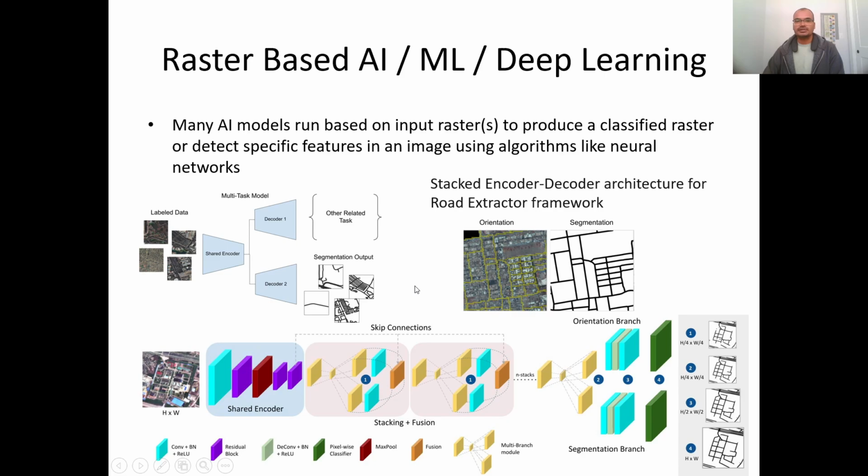And you can even use raster-based datasets for artificial intelligence, machine learning, and even deep learning models, where those models can run in a better manner using input datasets of rasters to produce a classification or detect specific features using algorithms like neural networks and so on, where the system will try to decode the relationship between the raster pixels based on your input data and try to understand the relationship between the pixels, the relationship between the surroundings, and based on that, it can develop its own learning algorithms, and it can predict the information.